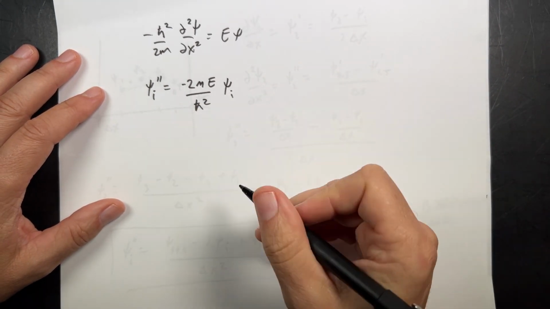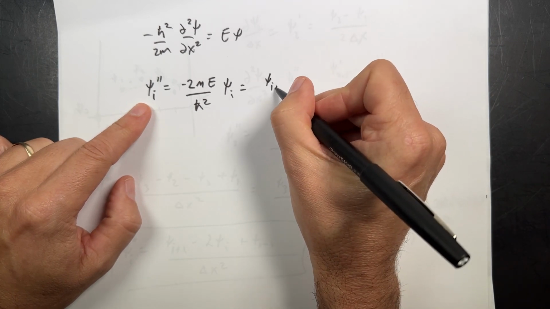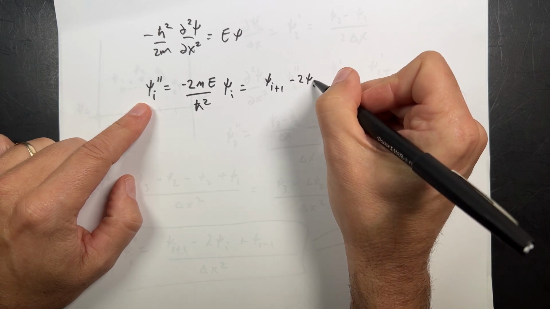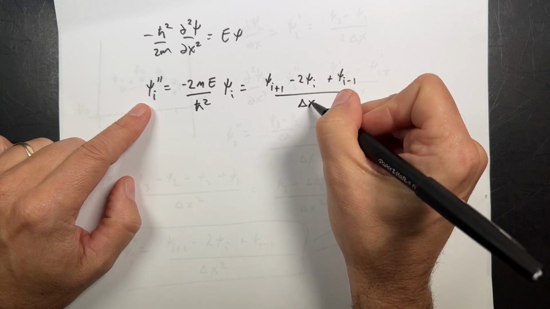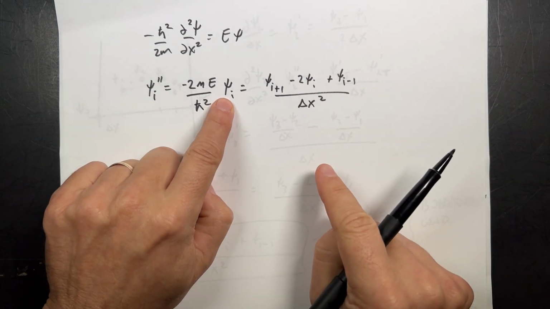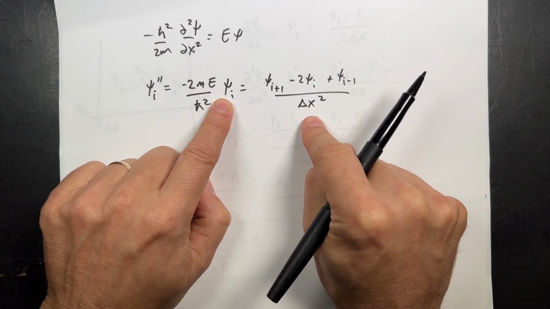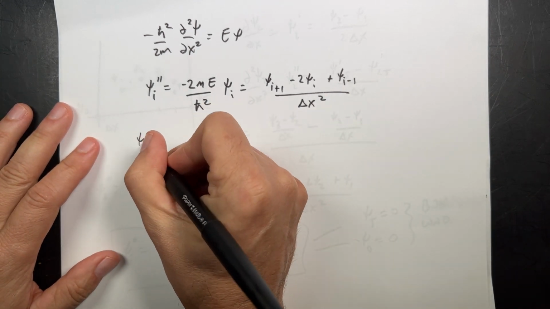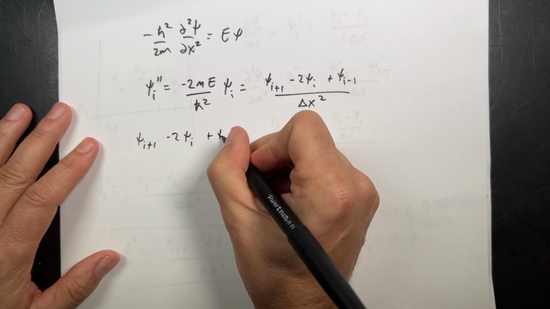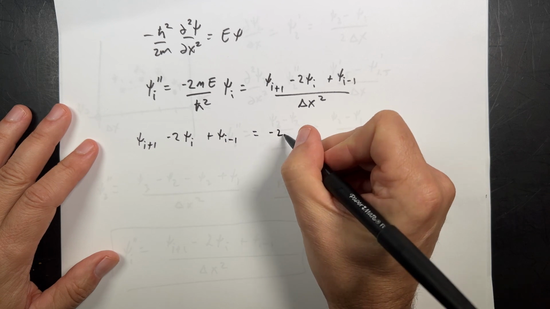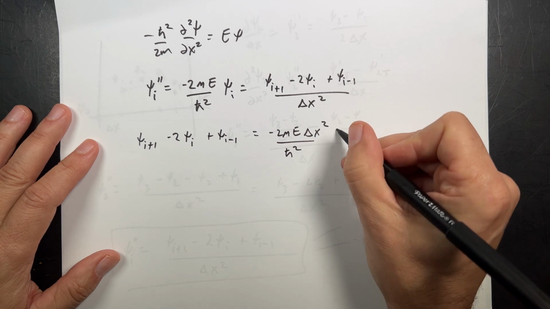Now I'm going to use my expression for psi I double prime, which was psi I plus 1 minus 2 psi I plus psi I minus 1 over delta x squared. I have a psi I right there, and I have a psi I right there. I want to solve for that psi I. And so let's multiply both sides by delta x squared. Psi I plus 1 minus 2 psi I plus psi I minus 1 equals negative 2mE delta x squared over h bar squared psi I.